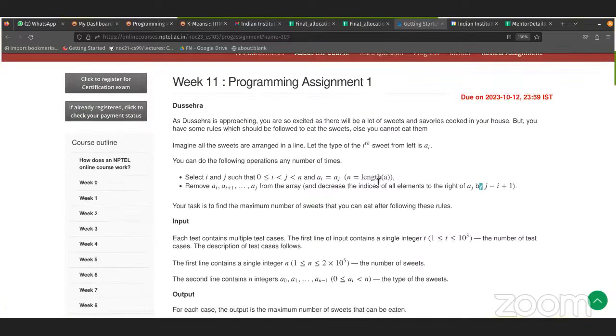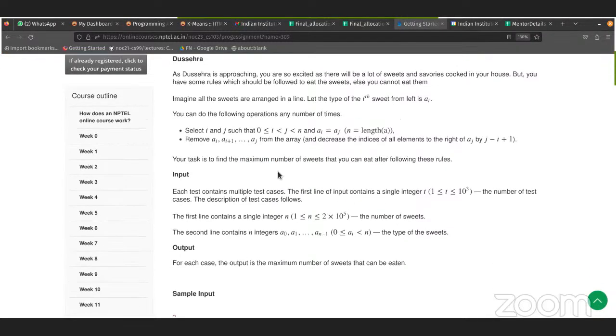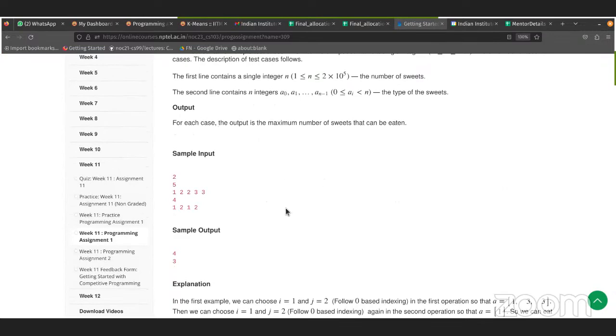So what we have to find here is the maximum number of sweets that I can eat in some sense. So that's what I have to find here. Let me go through some sample cases.